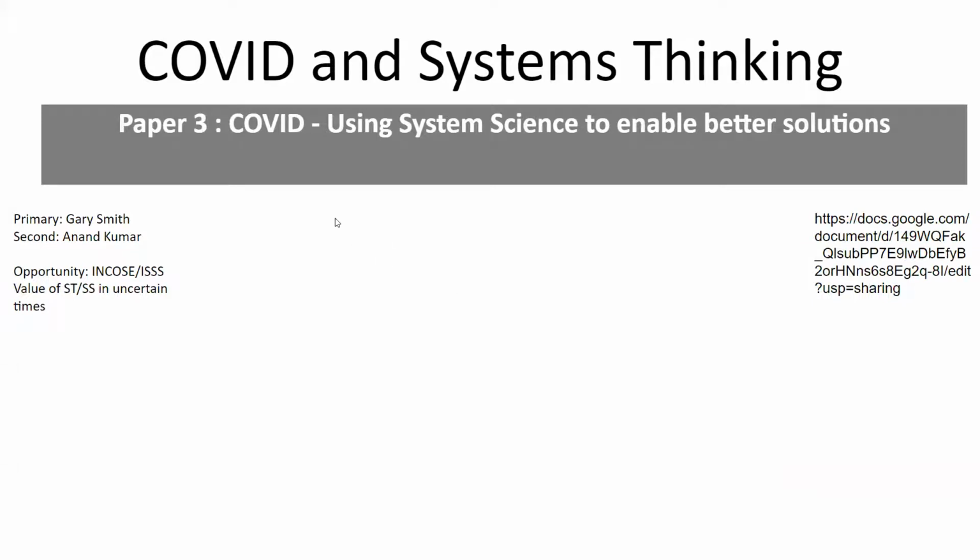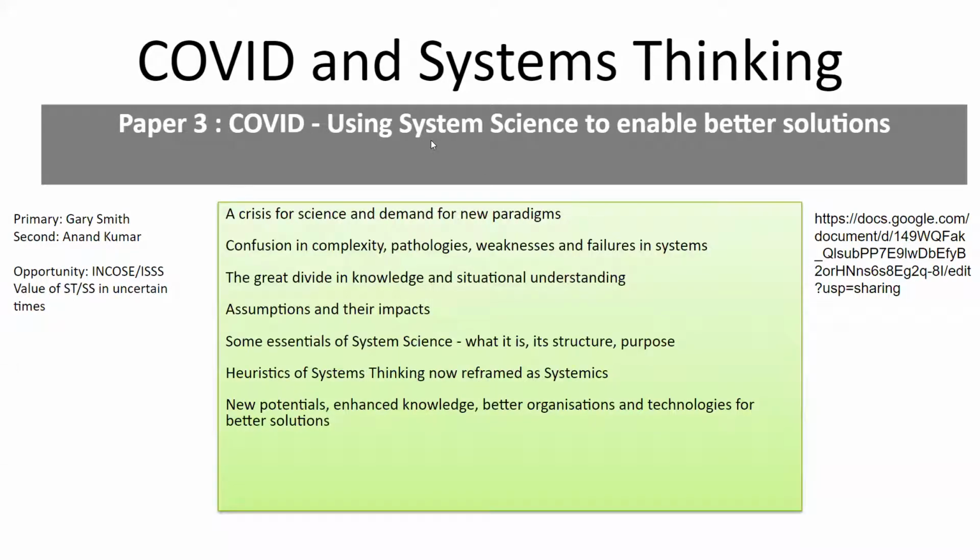So the next paper is on COVID, the relationship with system science to enable better solutions. I've actually discussed this with Javier Almagro, who's the co-chair for the System Science Working Group in INCOSE, because we have a lot of common interests, and he will also be helping me on this paper. There's a lot of synergies with another paper that I'm writing for the Journal of Systems Thinking. So I'm hoping that there should be a lot of crossover of information between those two papers.